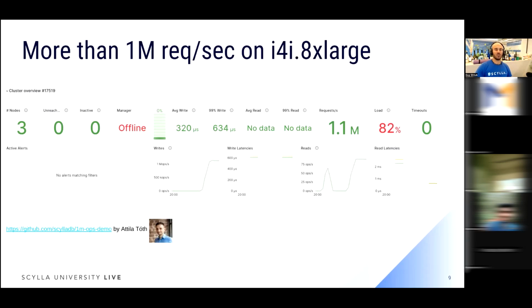So I mentioned low latencies, and we have an example that you can run with just a few clicks on your own, running 1 million operations per second on an I4I large machine. And if you click on this demo, you can run it on your own, and you see amazing latencies here.